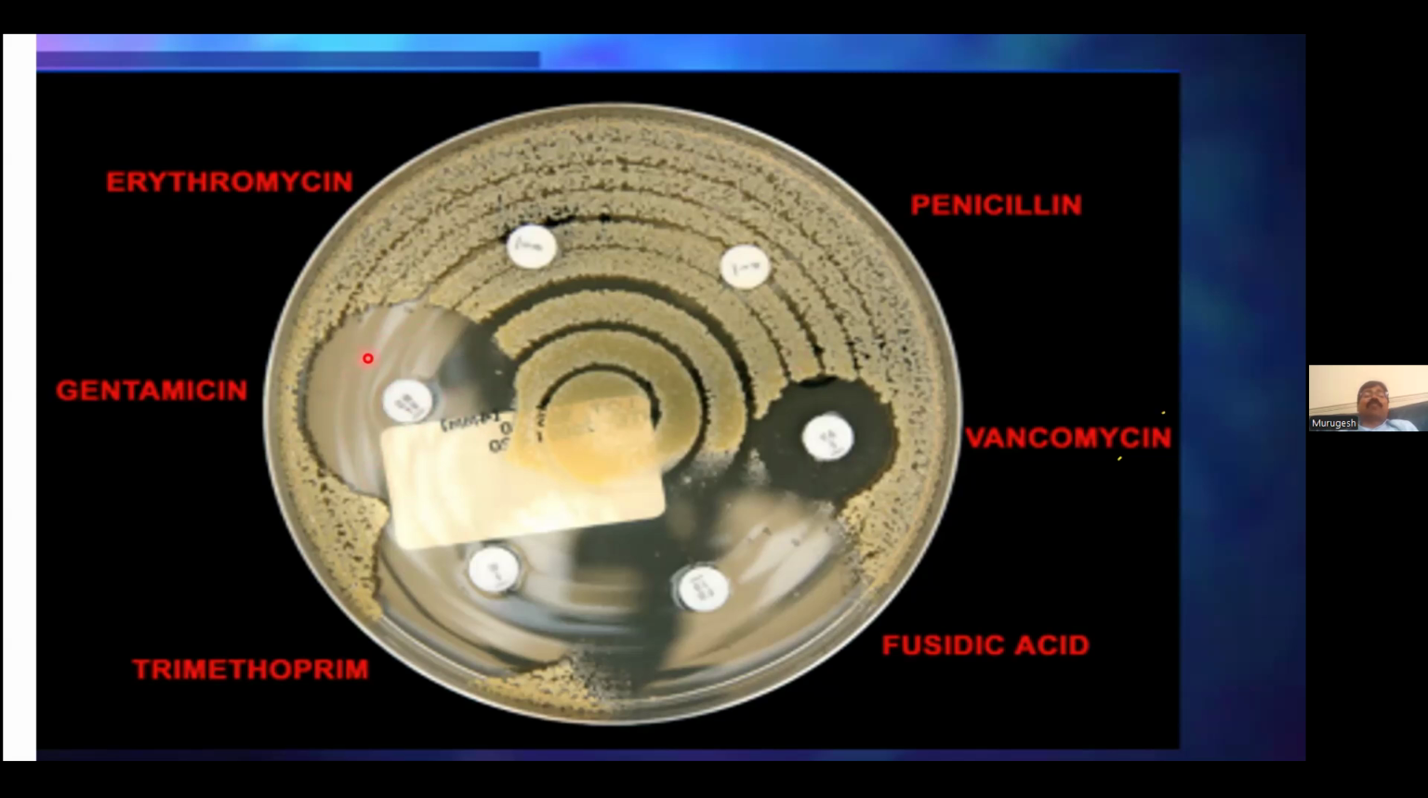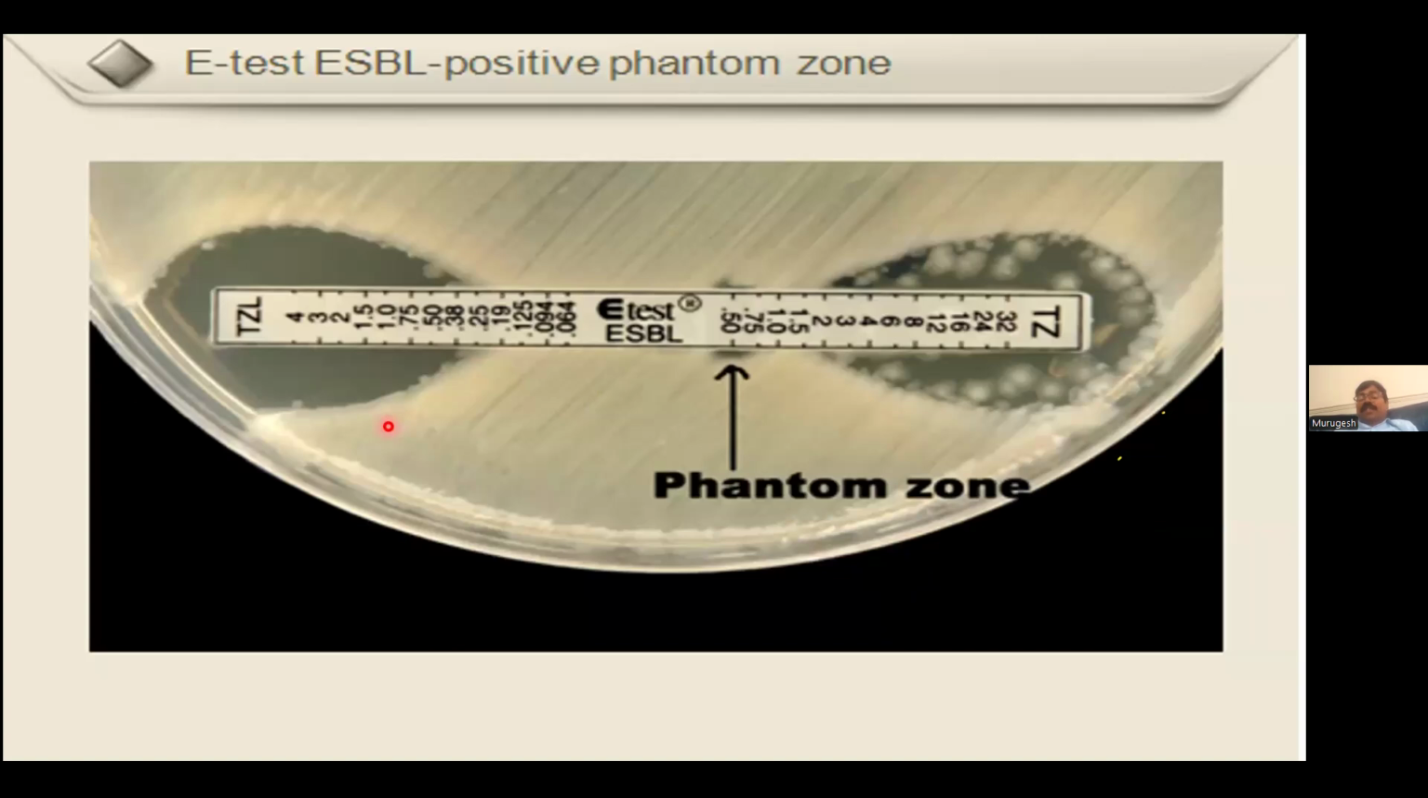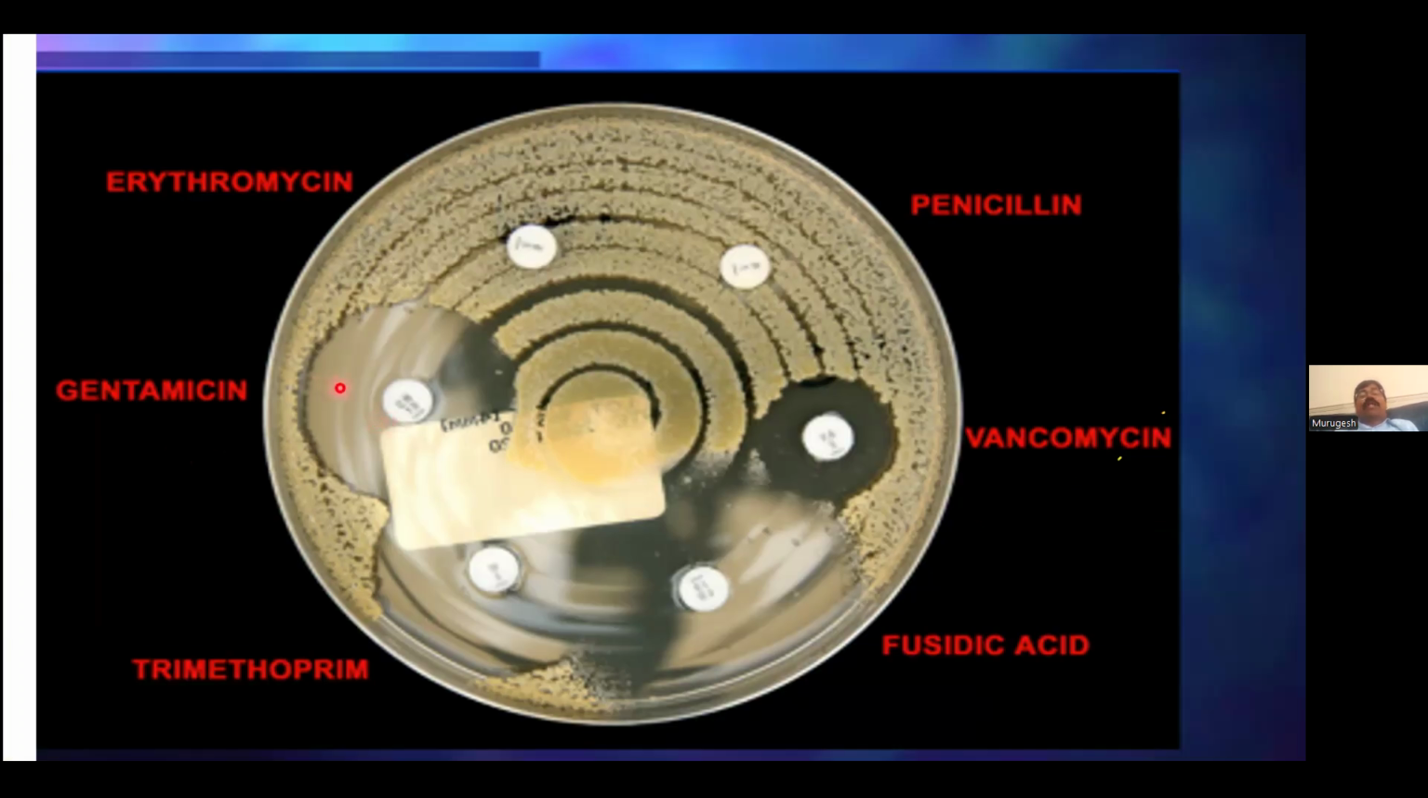You have a zone diameter. If it's less than the zone diameter expected, it is resistant. If you have a free zone, then it is sensitive. Here you can see erythromycin is resistant, penicillin is resistant, vancomycin you have a good zone, fusidic acid, trimethoprim, gentamicin are sensitive. So this is more of a qualitative result, sensitive or resistant.